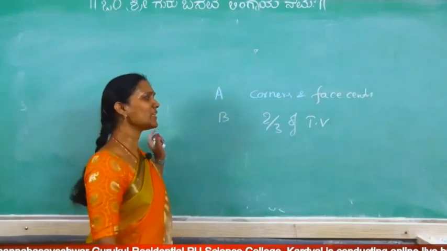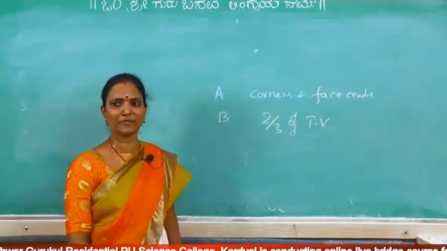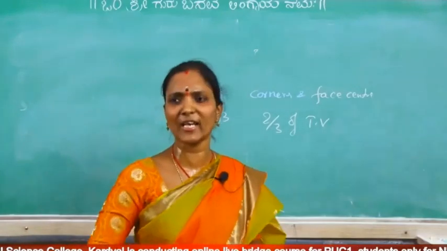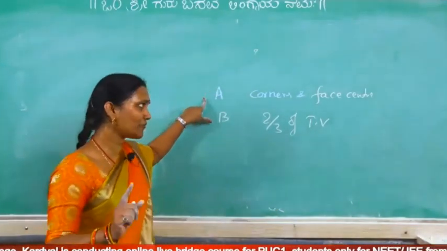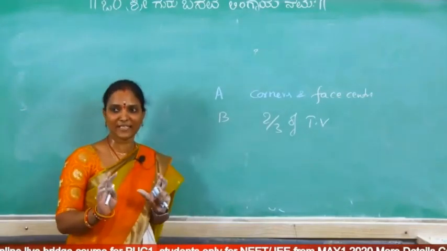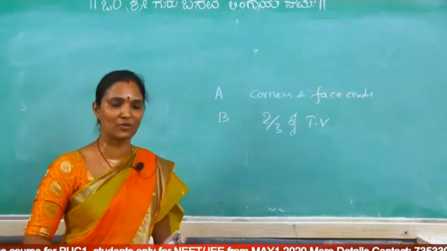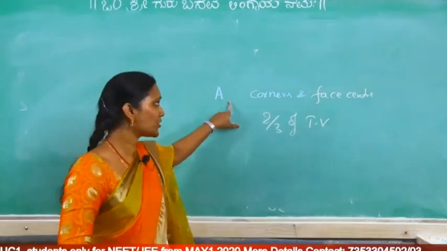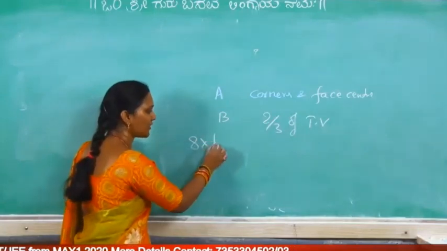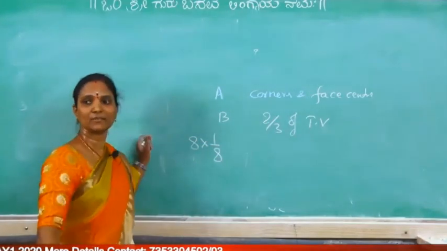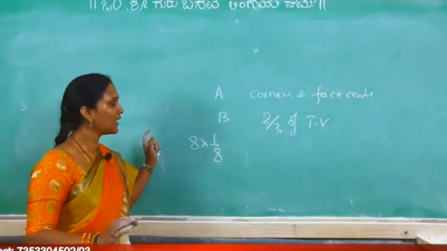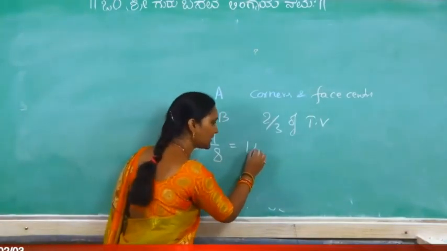So how many A are we getting? Now what is the formula we should find? Many problems like this are given in practice sheet 1 and practice sheet 3. Now position of A, corners and face center. How many corners? Listen carefully, this is how to solve this type of problem. How many corners? 8. Contribution 1/8. In the practice sheet, in the notes, 2-3 problems are solved. 8 into 1/8, 1 A we are getting.